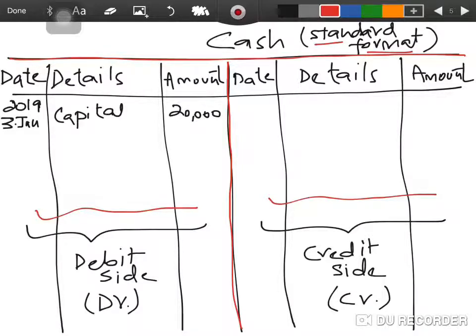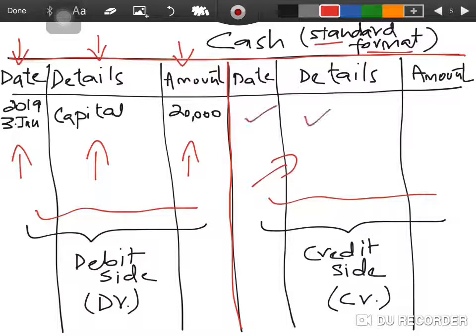So on both the sides you have three columns. One column is for date, the second column is for details, and the last column is for amount. So you have to follow the same procedure. On the leftmost side you have to write the date, in the middle you have to write the details, and on the rightmost side you have to write the amount. Same is the case here. As you can see, on the credit side you have dates, details, and amount.